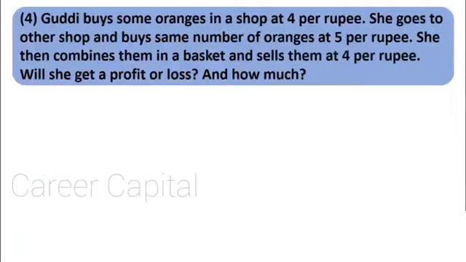Question number 4. Goody buys some oranges in a shop at 4 per rupee. She goes to another shop and buys the same number of oranges at 5 per rupee. She then combines them in a basket and sells them at 4 per rupee. Will she get a profit or loss, and how much?